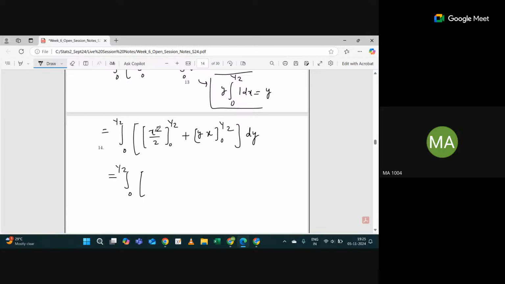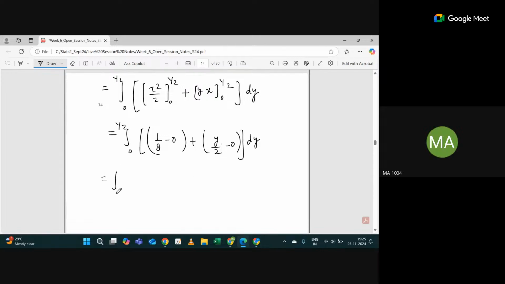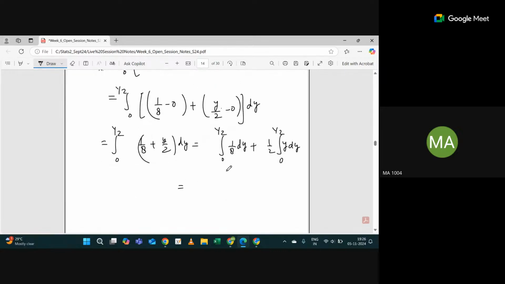Now you have to substitute the upper limit. So it will be 1 by 2 squared, that is 1 by 4, divided by 2, that is 1 by 8, minus 0, plus y times, we substitute in place of x because we integrated with respect to x, so it will be y by 2 minus 0, dy. Yes or no? Correct. Now it will be the integral from 0 to half of 1 by 8 plus y by 2 dy. If you integrate again, it will be the integral of 1 by 8 dy plus 1 by 2, which I can take outside, times the integral of y dy, and this part will become 1 by 8 times y.